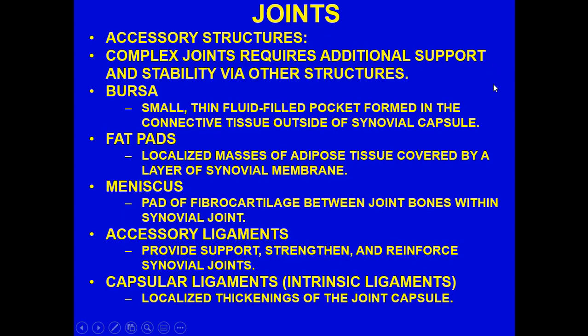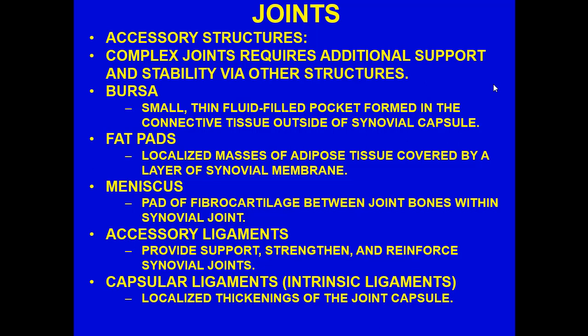We want to be mindful of the accessory structures that you will find. With complex joints, they require additional support and stability via other structures. Bursa. These are small, thin, fluid-filled pockets formed in the connective tissue outside of the synovial capsule. Fat pads. These are localized masses of adipose tissue covered by a layer of synovial membrane. The meniscus. This is a pad of fibrocartilage between the joint bones within a synovial joint.